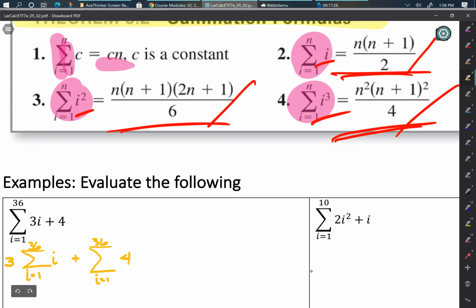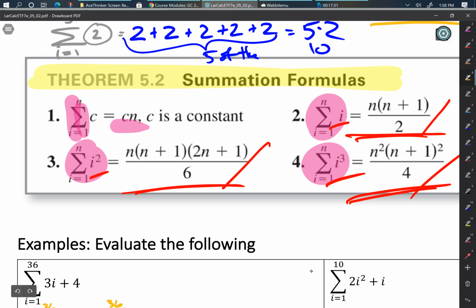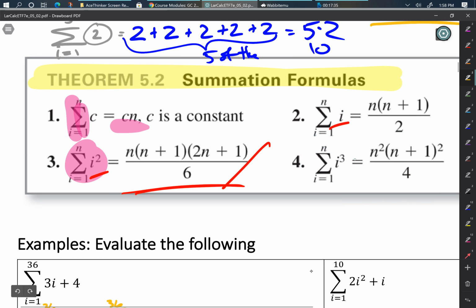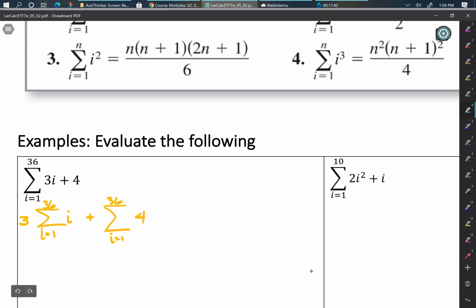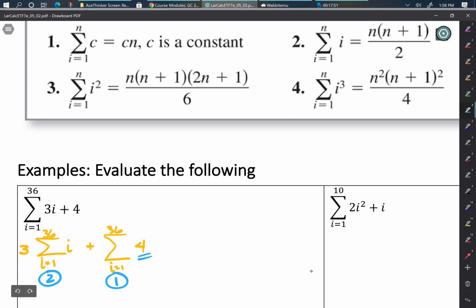Now that I've got 2 summations, I'm going to use the properties from this box right here. So first thing I'm going to do is I'm going to clean this mess up because I was doing a lot of scribbling all over it. And I'm going to make the argument here that I can use rule number 2 here, and I can use rule number 1 here. Okay? Just a constant, just a constant. Plain old i, plain old i.